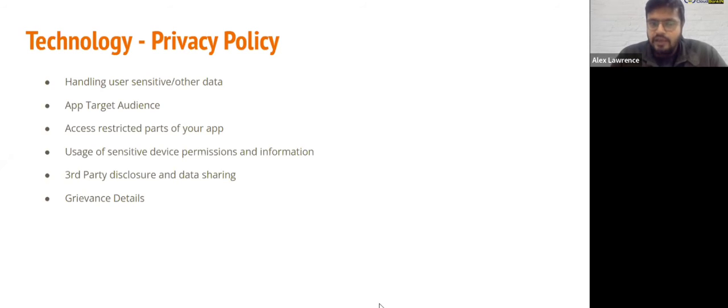And how do you use the sensitive permissions received from the app perspective? So if you get access to a camera or an audio, how are you going to use it? That is also very, very important.